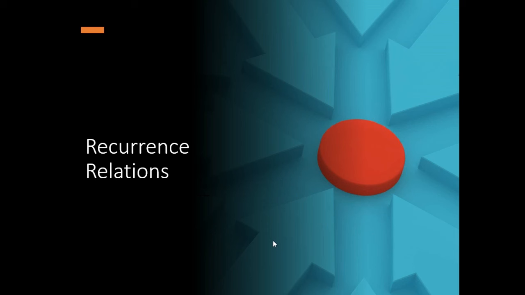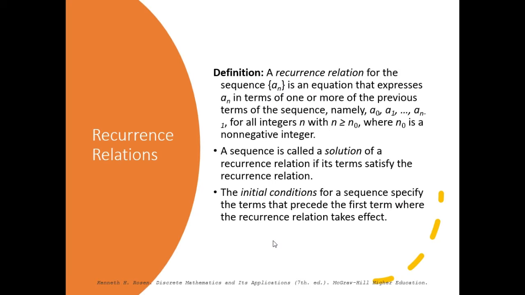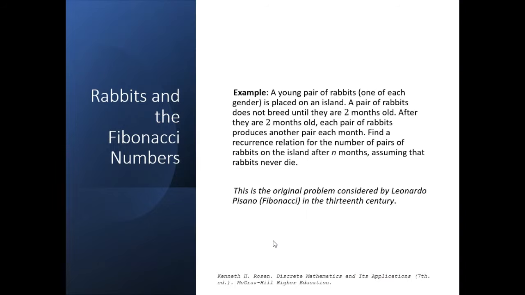Hello, in this video we will look at recurrence relations and how to solve linear recurrence relations, both homogeneous and non-homogeneous. A recurrence relation for any sequence is basically an equation that expresses a_n, that is the last term of the recurrence sequence, in terms of one or more previous terms. The sequence is called a solution of a recurrence relation if its terms satisfy the recurrence relation.